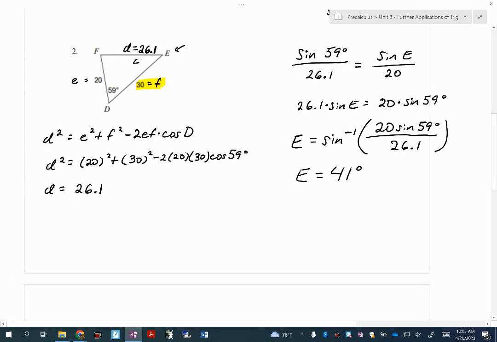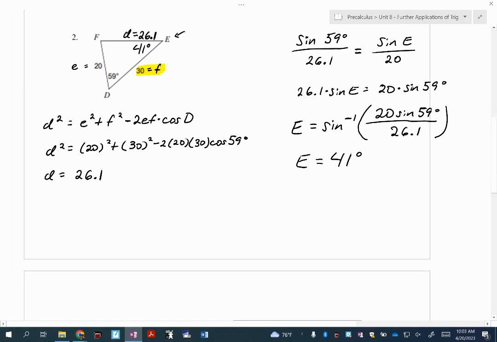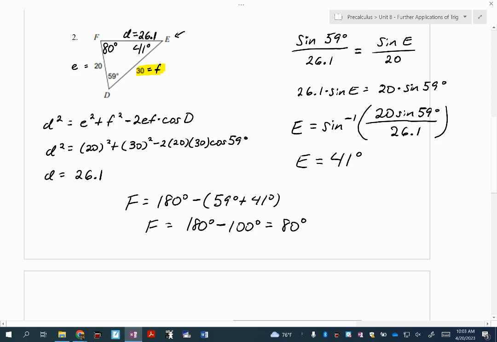Right? So if E is 41 degrees, that leaves me with finding angle F by doing 180 minus the sum of these other two angles. All right, so that's going to be 180 minus, let's see, 59 plus 41. That's going to be 100 degrees, and if you subtract that, you get 80 degrees. That shouldn't really surprise you, because the longest side is side length F, and that should correspond to the largest angle. All right, so that's it for this one.